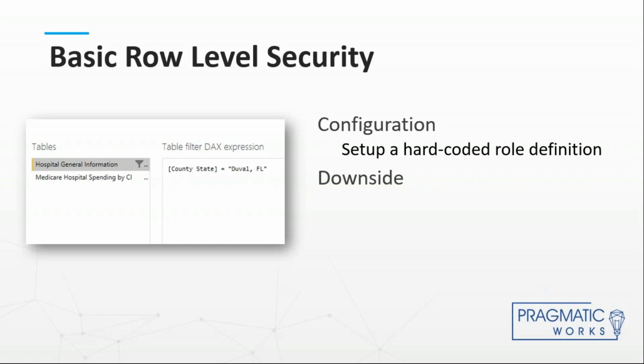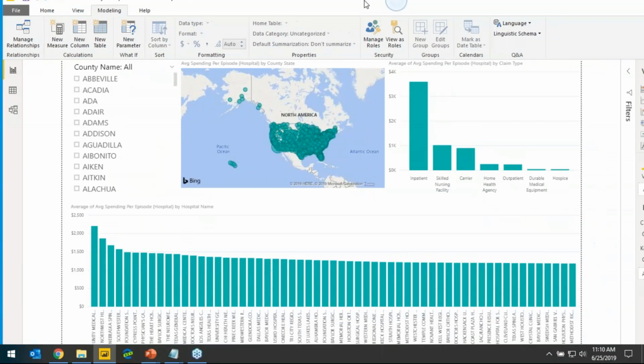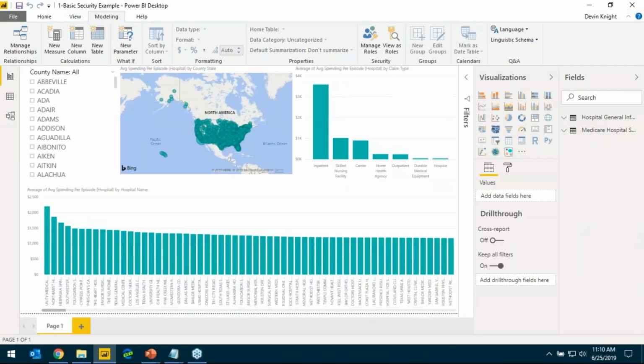It's great for very simple setups where maybe you have a handful of different situations where people need to have their data secured. But if you're looking at potentially hundreds or even thousands of ways that people need the data secured, then there's a better method that I'm going to show you in a bit. All right, so let's show you what a basic security role setup would look like for row level security. I have a model that I already have ready to go right here. And just to give you a little context, this data model has Medicare spending data in it. So we're looking at Medicare spending data and how it relates to the individual hospitals.